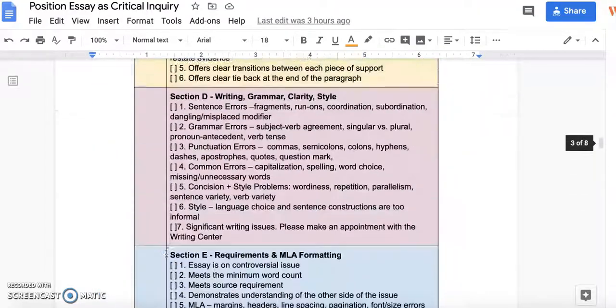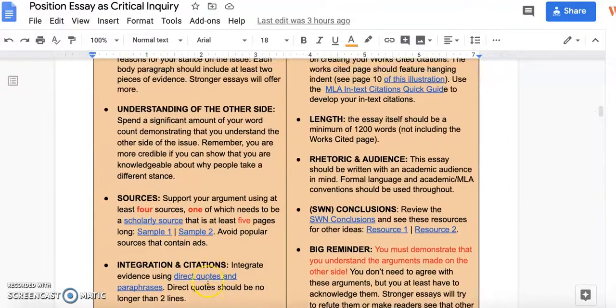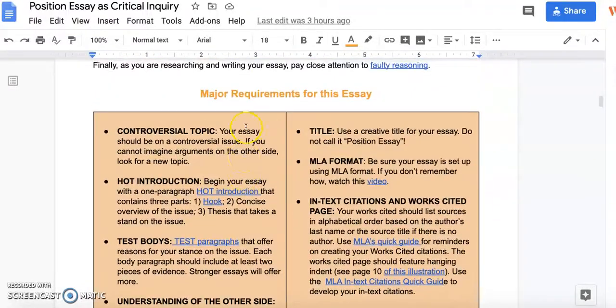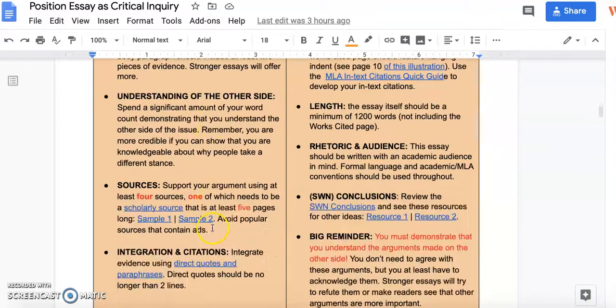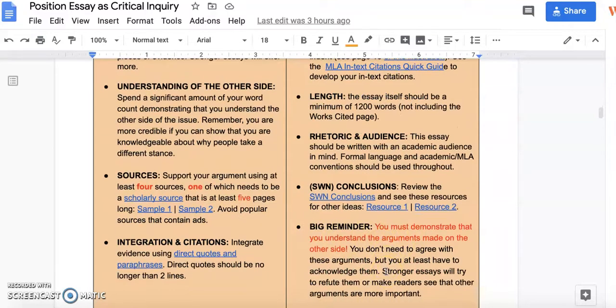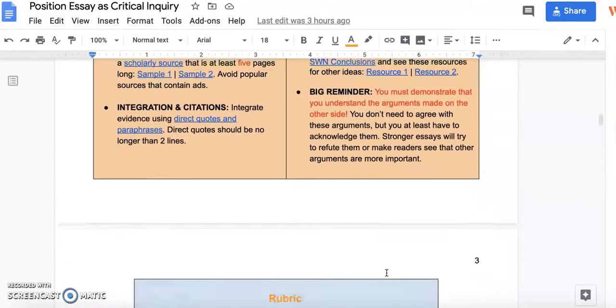Again, I kind of hit that point twice here on the major requirements, because in the past that is a problem that some students have had. You have to make sure you demonstrate the other side. But again, big reminder, make sure you're demonstrating that you understand the other side.